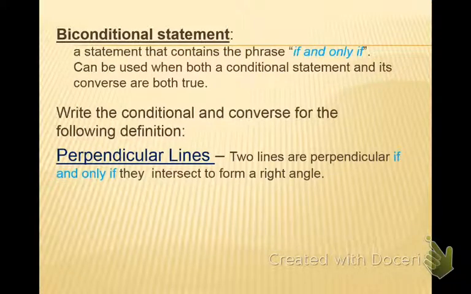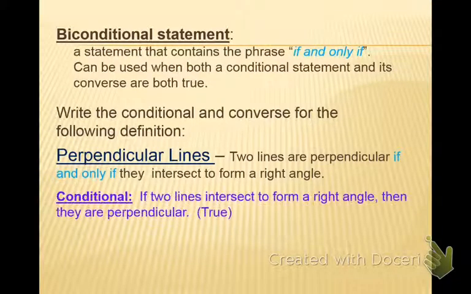You didn't do that. What'd you do? Two lines intersect to form right angles, then the two lines are perpendicular. Okay, good. If two lines intersect to form a right angle, then they are perpendicular. And that's true, right? The conditional statement is true. That would be your conditional statement. Intersecting to form a right angle is your condition.